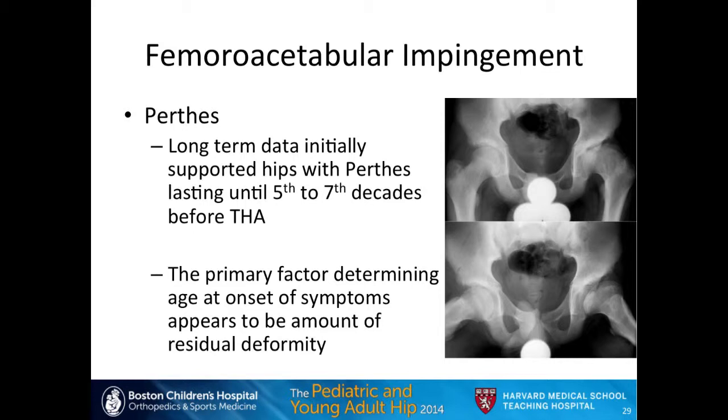They said, well, the average person is going to get their hip replacement or ask for it sometime in the 5th to 7th decades. I mean 40s to 60s. And if you are a teenager, you might as well be on death's doorstep. So I could do a hip replacement when I'm 40. But that said, it's hip replacement. It's not pain, it's hip replacement. Again, the primary factor determining the age of onset of symptoms appears to be the amount of residual deformity.